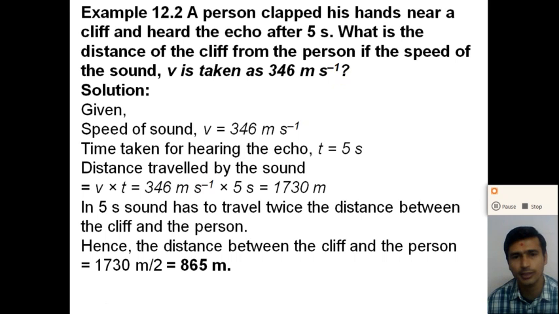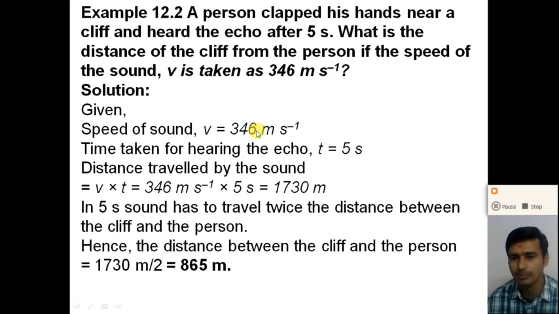So here the speed of the sound we consider 346 meters per second, and the person heard the echo after 5 seconds. So here the speed of the sound is given to you, v is equal to 346 meters per second. Meters per second can also be written as m s^-1, and the time taken for hearing the echo t is equal to 5 seconds.